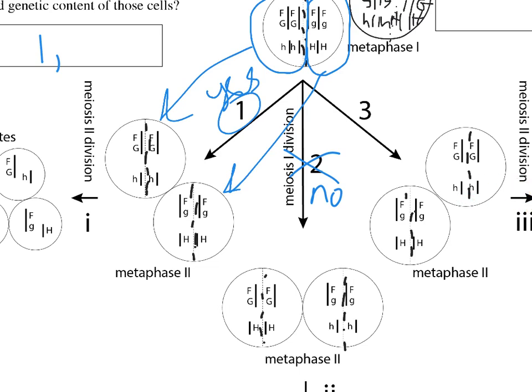We're not at the second division yet. So does the first division work properly? Yes. The chromosomes all go into the cells they're supposed to go into? Okay, so the answer there is 1 and 3 then.